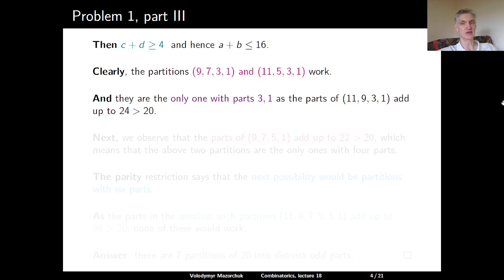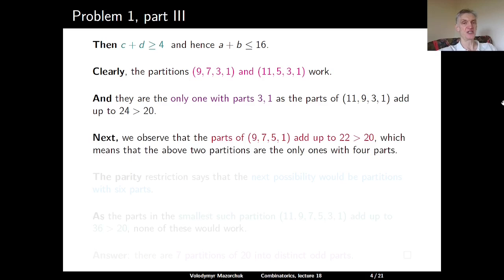As soon as we take the next one, 11, 9, 3, 1, the parts add up to 24, which is greater than 20. Now, if we change 3 to 5 and start with 1, 5, the partition 9, 7, 5, 1, which is the smallest one, adds up to 22, and this is greater than 20. So no bigger parts could work. So for partitions with 4 parts, we have only 2 solutions.